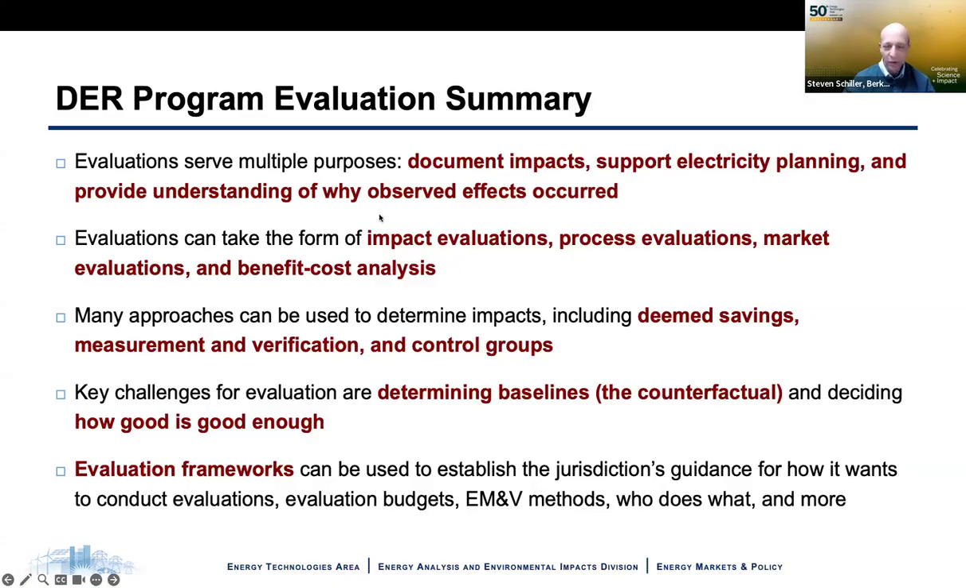They can be impact evaluations, process, market, benefit cost analyses. They all have valuable uses. There's a lot of approaches for doing this. You've got to pick the one that works best and is cost effective, manages your risk.